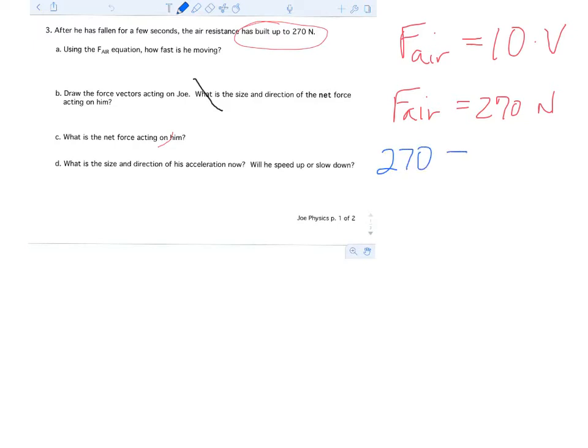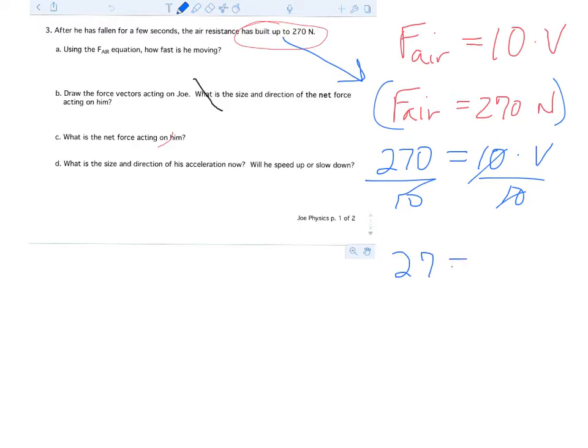270 equals 10 times V. So we're going to divide by 10 on both sides. Cancel, cancel. 270 divided by 10, we get 27. So the velocity is 27 meters per second. That's how fast Joe Skydiver is going so far.